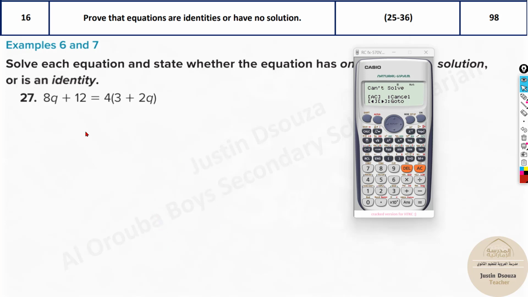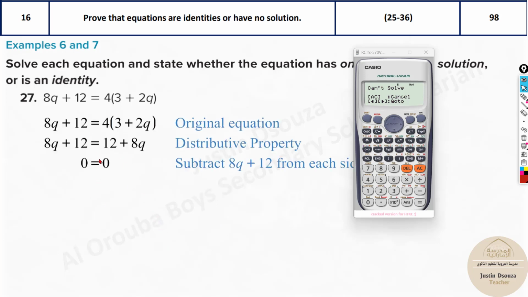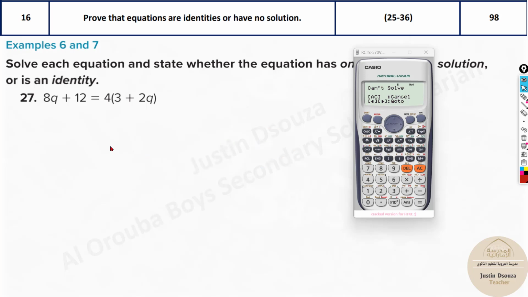And even over here, I think it's okay. Now this is an identity. We will solve this because this is a slightly different type and we will check it in the calculator as well. Now here you have 8q plus 12 equals 4 times 3 is 12 plus 8q. Now we know this 8q cancels. But look here, what happened? 12 equals 12. Yes, this is true. Isn't this correct? In such cases, this becomes an identity.